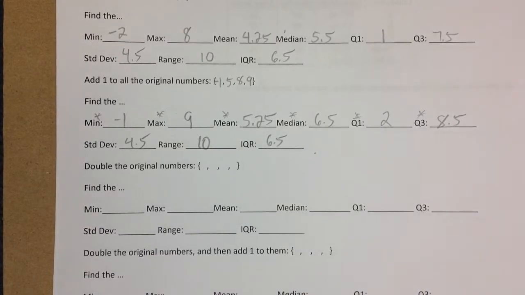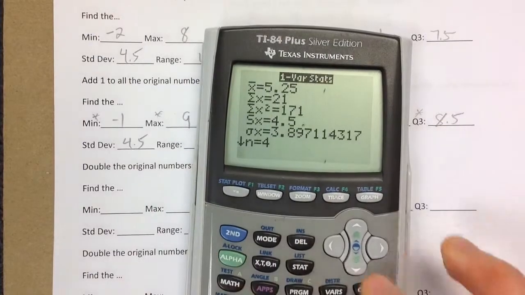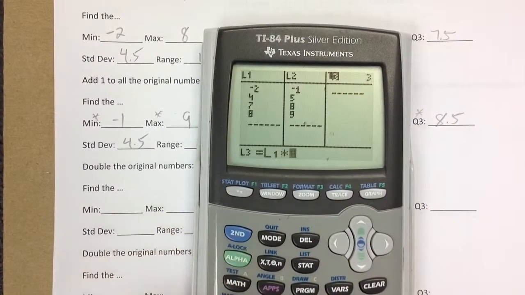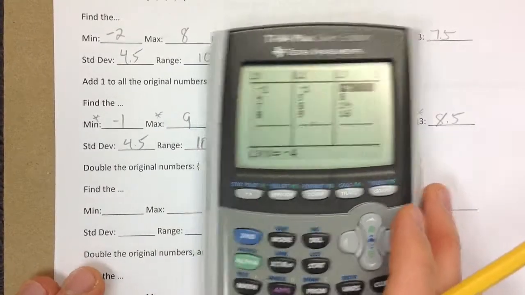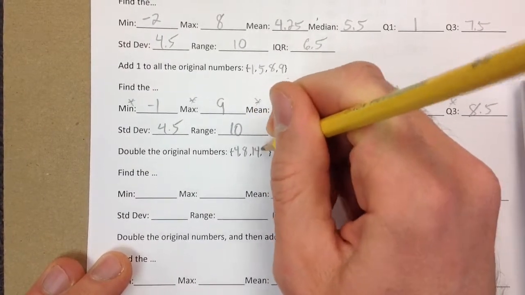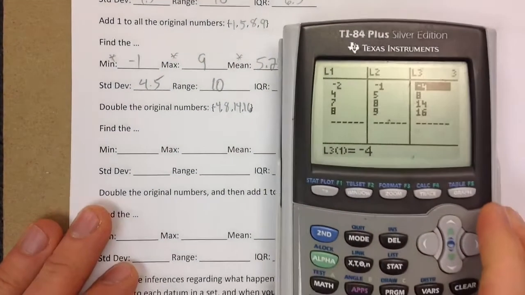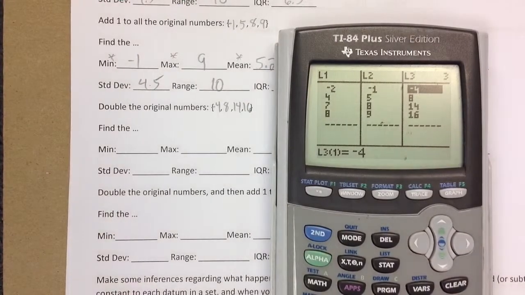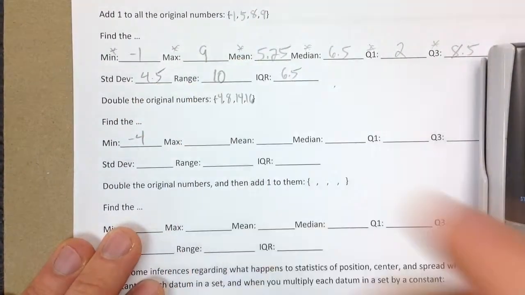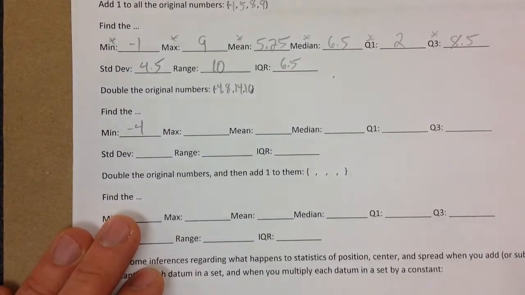Now let's double the original numbers. Nice. L1 times 2. -4, 8, 14, and 16. Now let's see what happens when we double, which is the same thing as multiplying by a constant of 2. Glenn, the minimum? Good. -4. Hiji, the max? 16. Laura, the mean? 8.5.